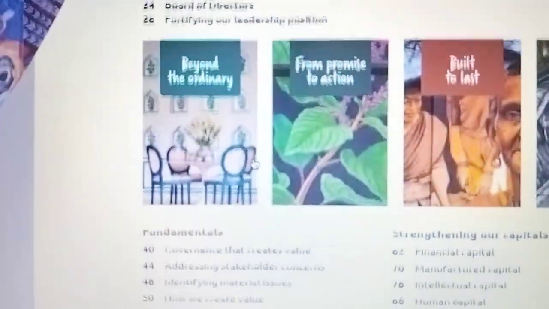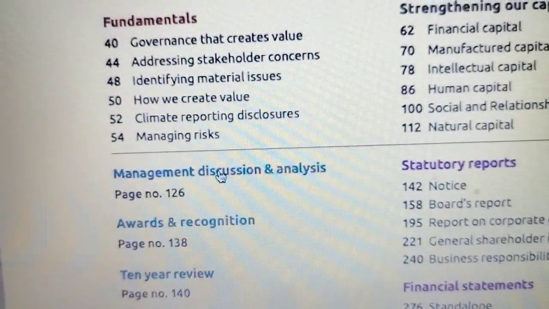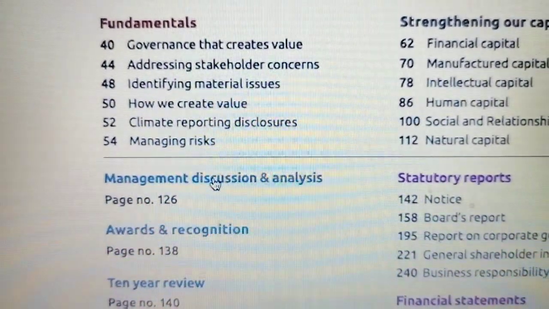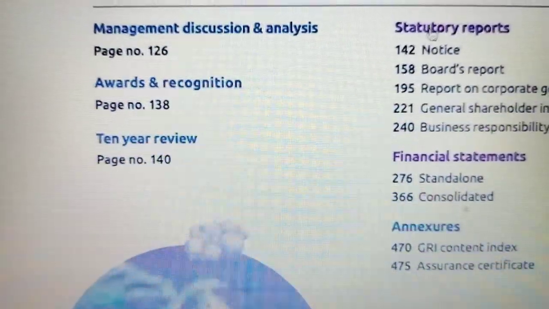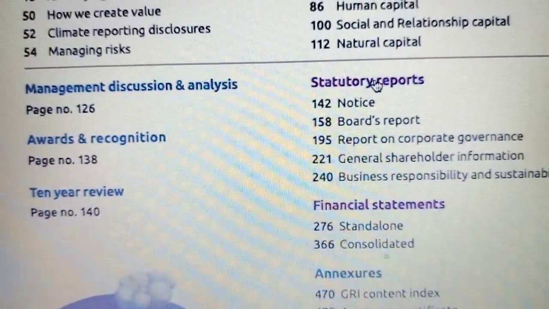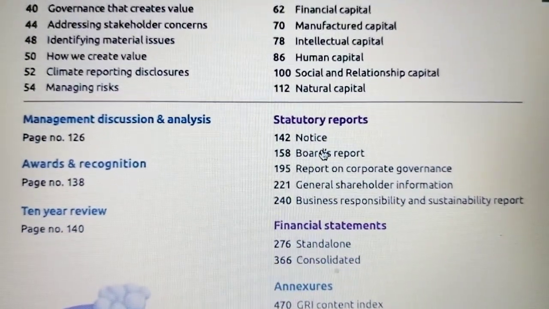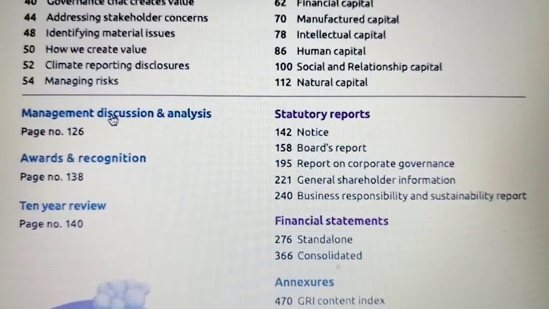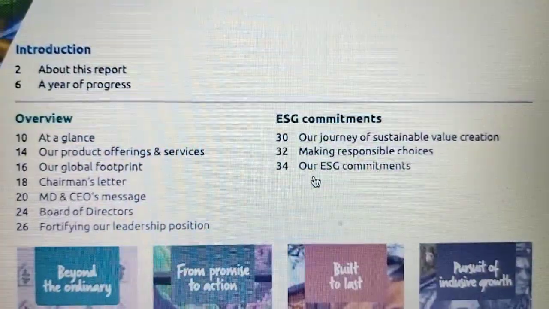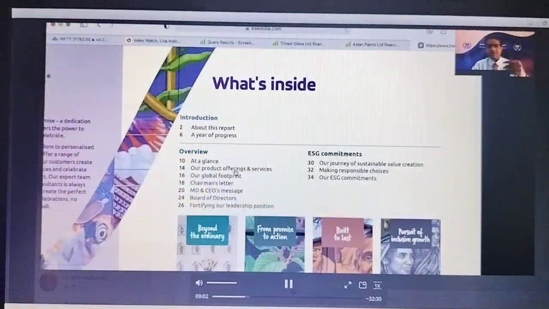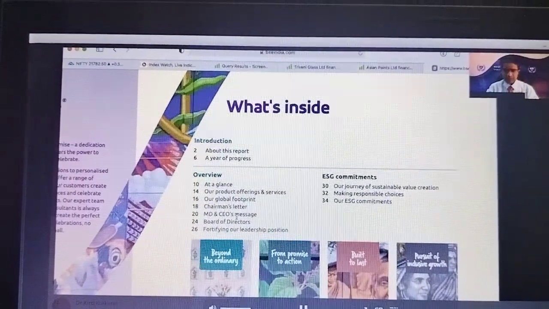Then go down, and this is another point: management discussion and analysis. This is good to understand the stories about companies, what they are saying about their companies. Then there are other things, statutory reports. These are the reports which the government wants. Write down what to read in the annual report: management discussion and analysis, board report, and financial statements of each company. And at the beginning, you can read about the products and the board of directors to understand the promoters.